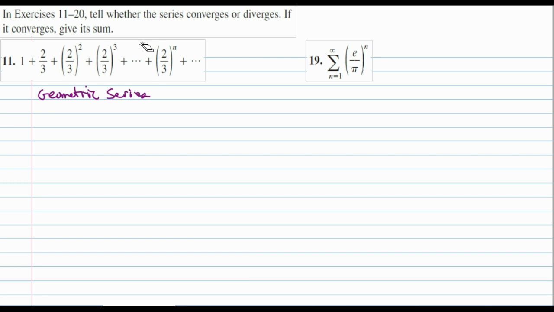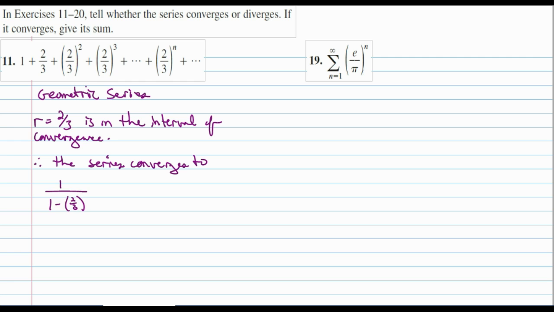This is still a geometric series. Each term is getting multiplied by the same constant. That constant, or the r value, is 2/3, and that is in the interval of convergence. That's between -1 and 1 for a geometric series. Therefore, the series is going to converge to the leading term, 1, over 1 minus the r value, so that would be 3. So if I add up all these terms infinitely long, that value will approach 3.